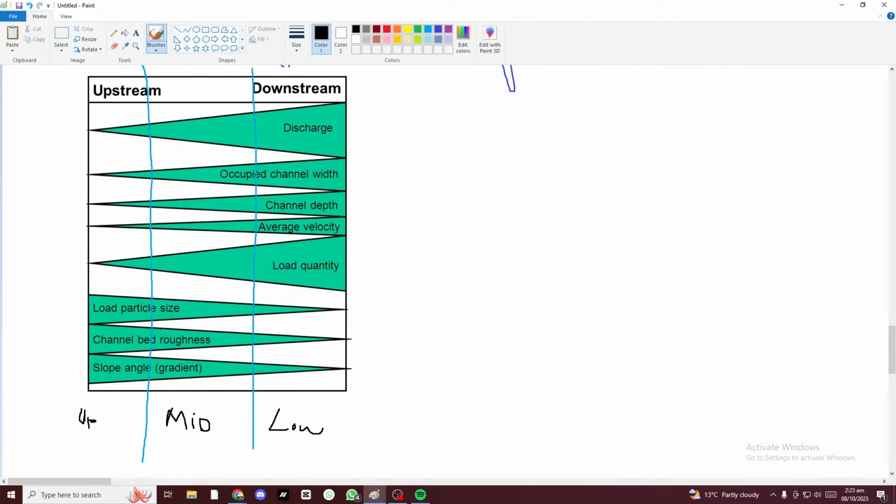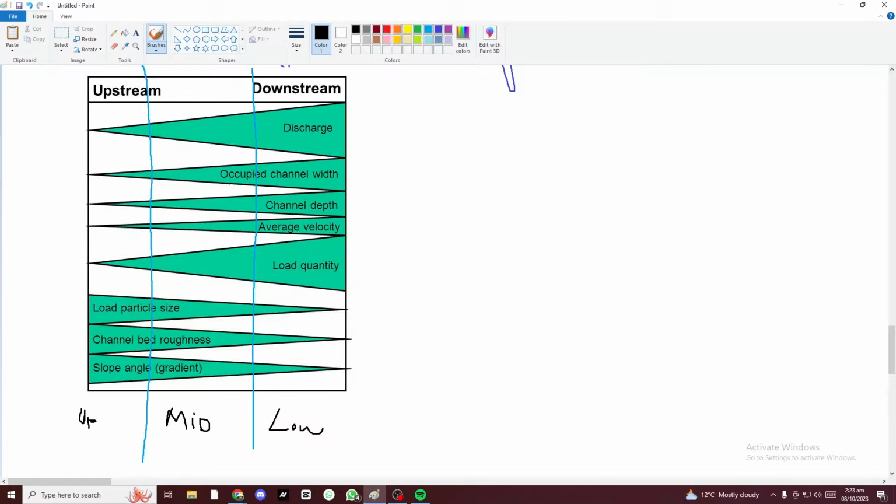The channel bed is a little bit rough as it progresses from upstream to midstream, and it smooths out as it goes along. And then the slope is not that great. It's not the shallowest, but it's not that great. Yeah, and then the discharge, and then we move down to lower course.